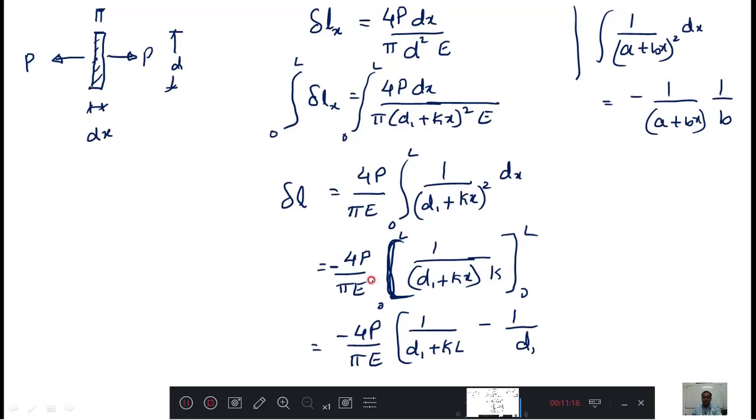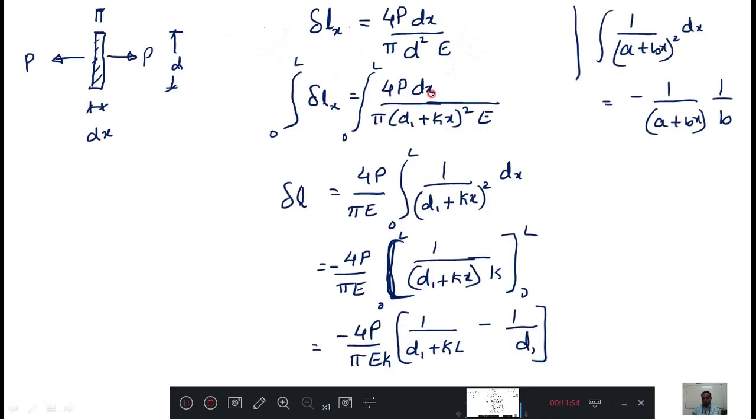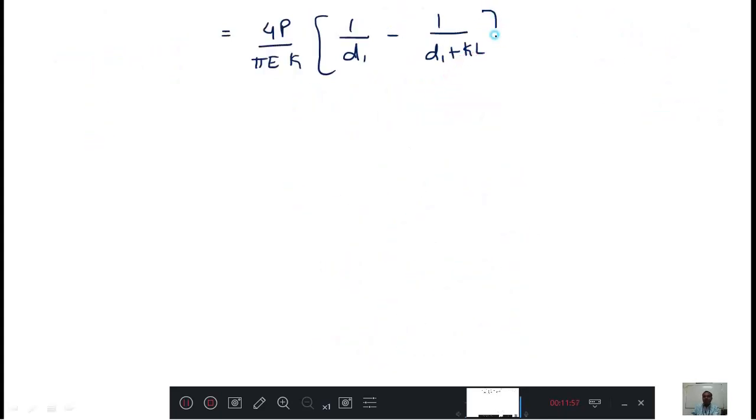Now that k I will take common outside, I am writing it outside. This I got. Here this minus sign is there, that minus sign I will send inside. When I send this minus sign inside, these two will interchange. That will be 4P by pi E k into 1 by d1 minus 1 by d1 plus kL, right? d1 plus kL, this I got.